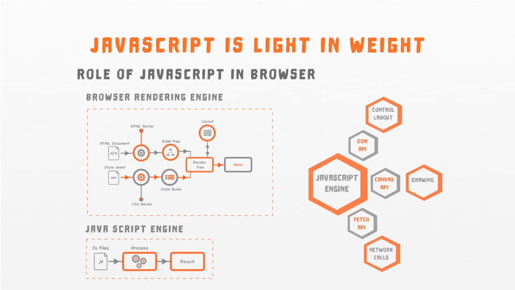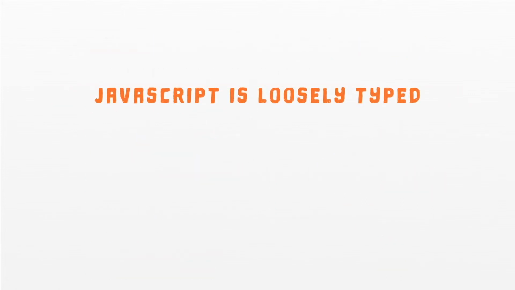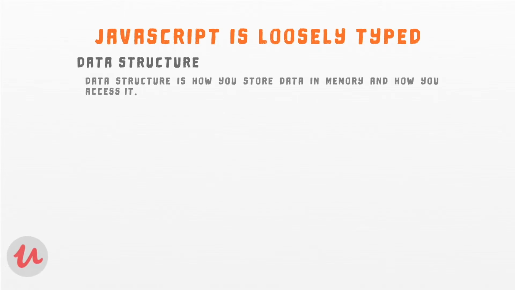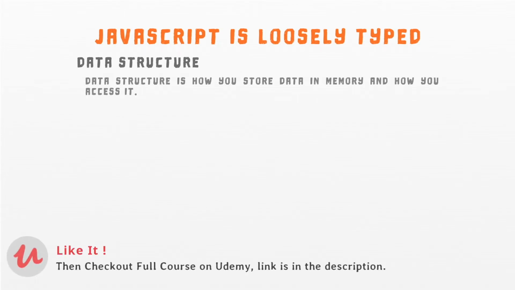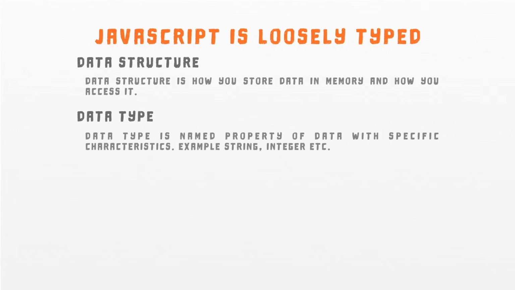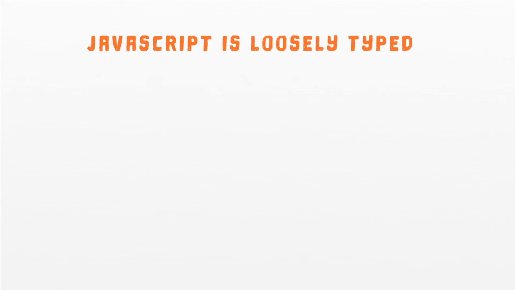And now let's see how JavaScript is loosely typed. To understand it, let's begin with what is a data structure. A data structure is how you store data in memory and how you access it. And now let's see what is a data type. A data type is a named property of data with specific characteristics. Example, string, integer, etc.